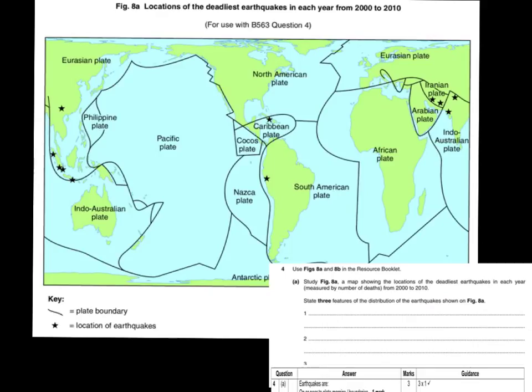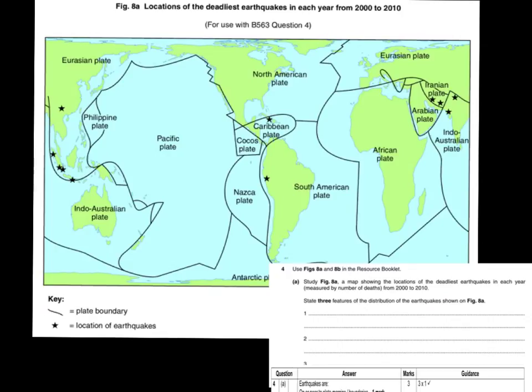So the first thing I would do, pretty much in this order, is first of all, have a look and see what the title is. Well, location of deadliest earthquakes, nice and easy. Secondly, have a look at the key. What you'll see here is that it mentions 2 things, plate boundaries and locations of earthquakes. The fact that the key suggests it's only those 2 things really is hinting that they're the things you should be using in your answer.